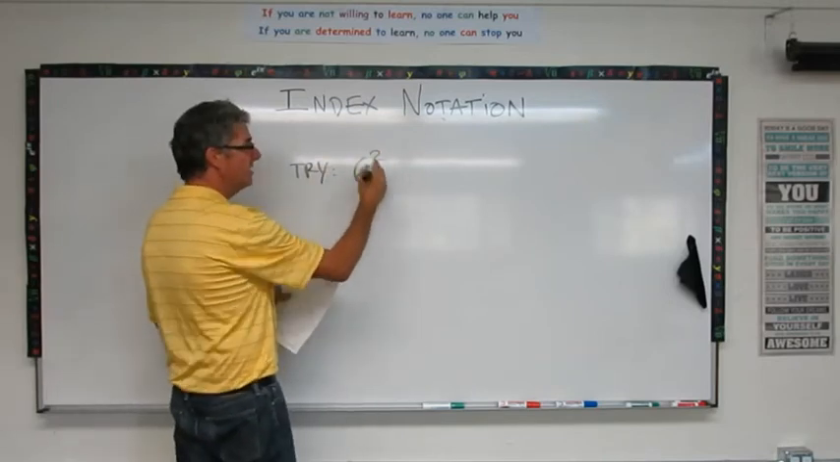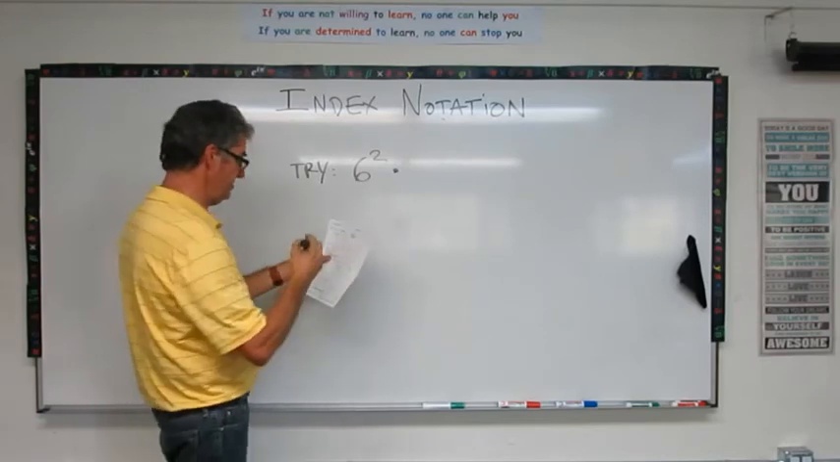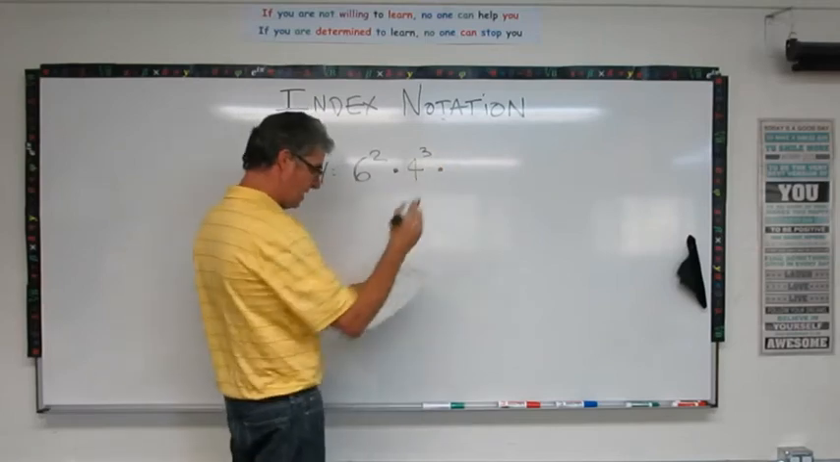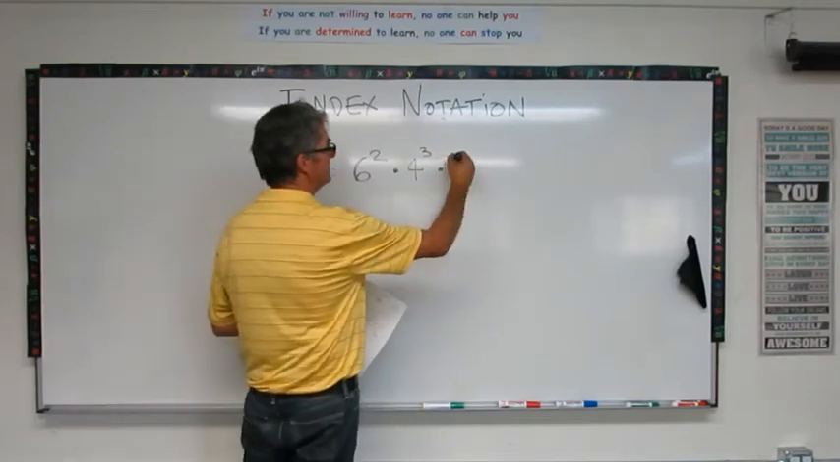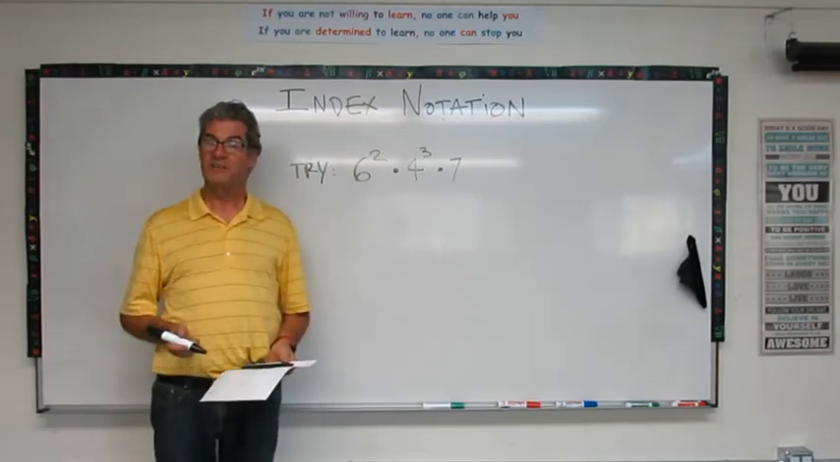6 squared. Now I'm going to use my dot for times. It's just a little simpler for the notation. 4 to the 3rd times 7. Pause the video, give that a shot. Okay, let's see how you did.